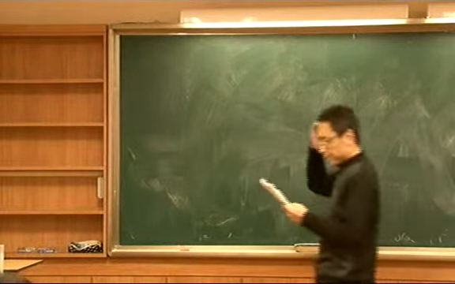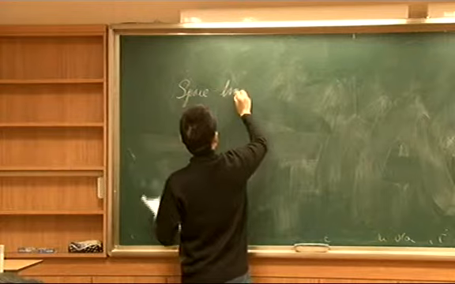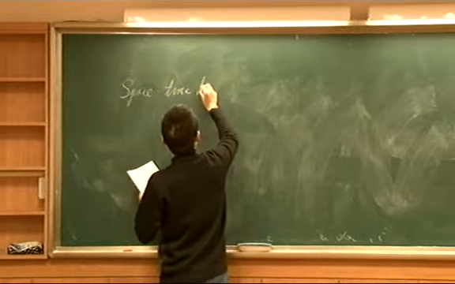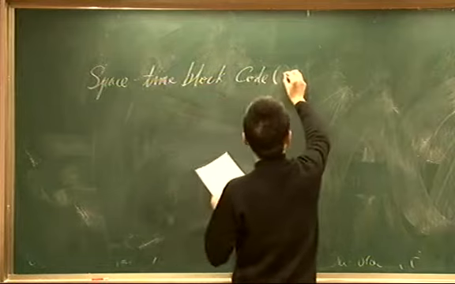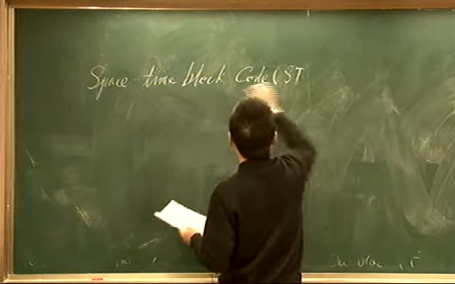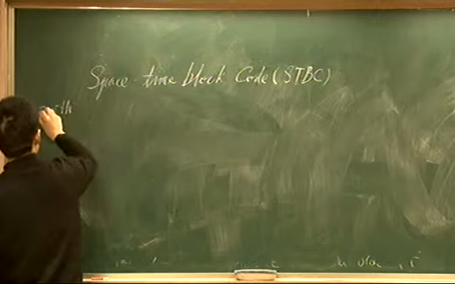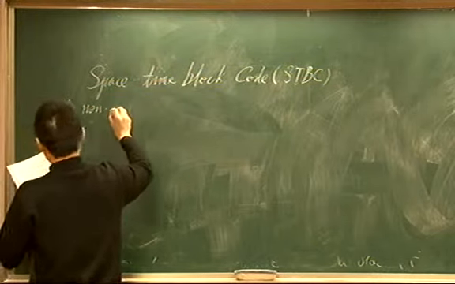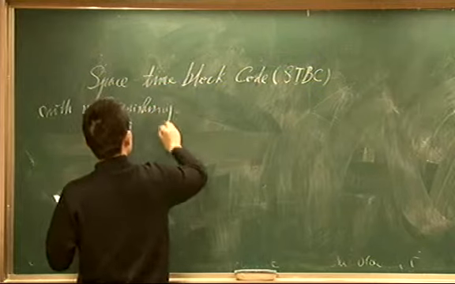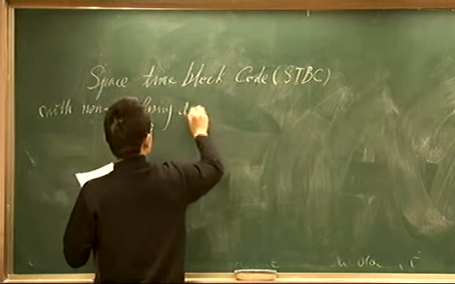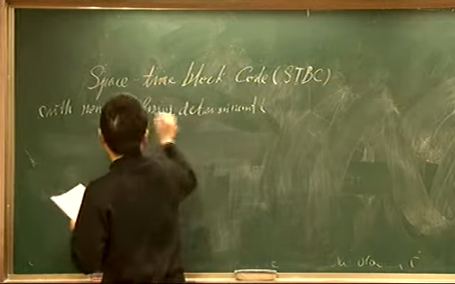This paper has the title "Space-Time Block Code, simple STBC with no vanishing determinant." This is NVD.